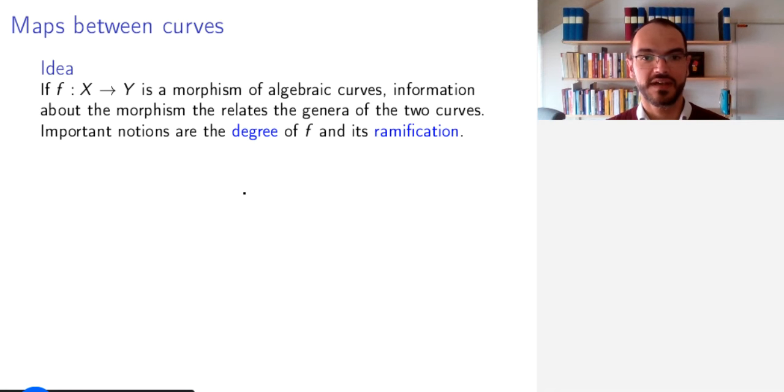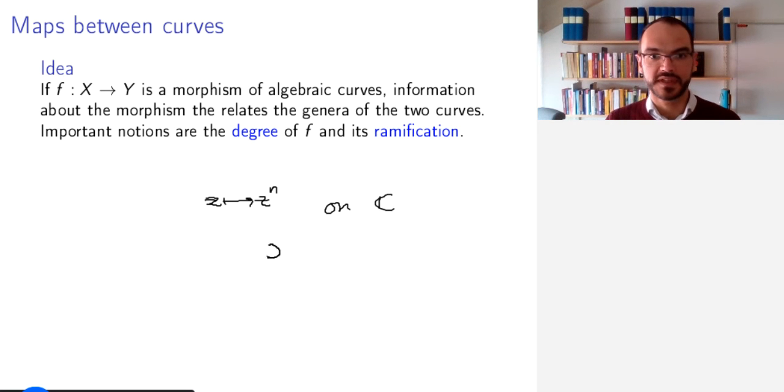So, for example, if we look at the map z goes to z to the power n, then at each point, if you are working in an algebraically closed field, say the complex numbers, the pre-image consists of n elements, except for 0, that only has 0 in its pre-image. And so there is some branching happening at 0.